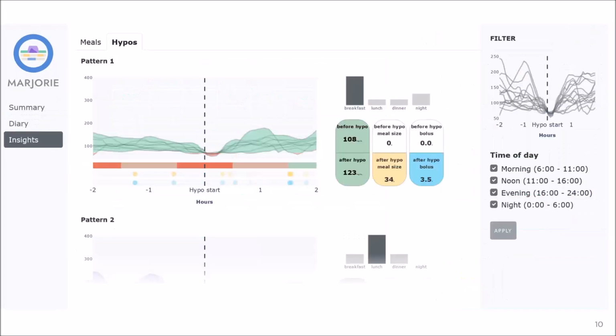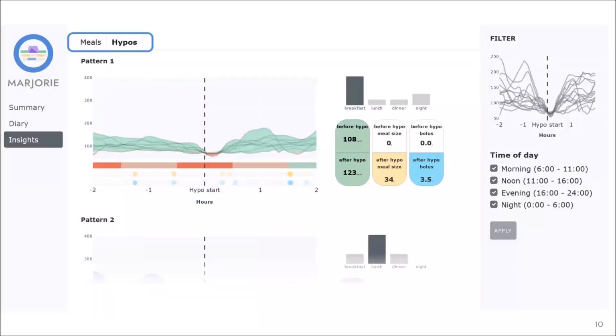Finally, the Insights view visualizes automatically extracted patterns. Users can choose to analyze either meal or hypoglycemia patterns. For meals, certain time ranges before and after carbohydrate intake are considered, and for hypoglycemia, only time windows around periods of low blood sugar levels are considered. Using hierarchical agglomerative clustering with dynamic time warping, Marjorie groups similar situations together.